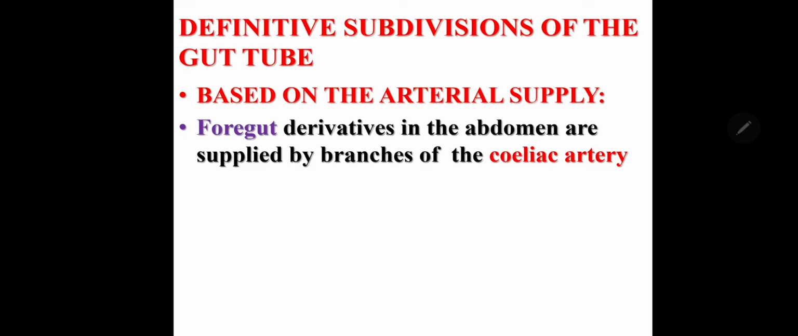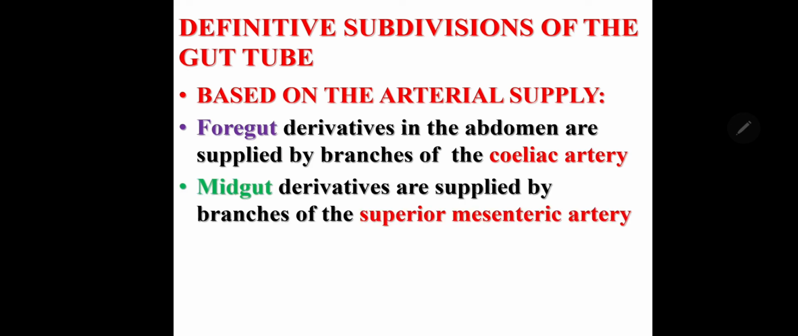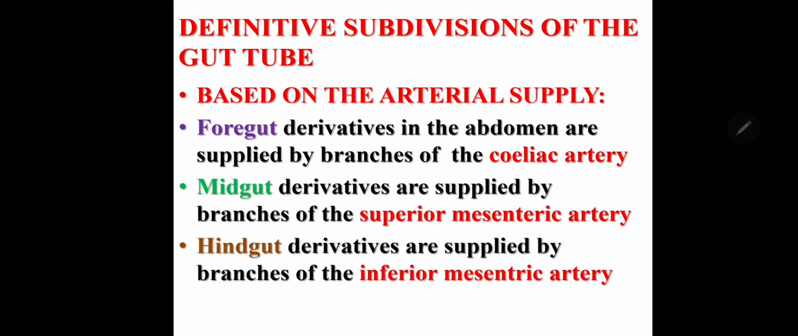And now after this formation and organization of the primitive gut tube, we are going to see the divisions of the definitive gut tube, that is based on the arterial supply. Foregut derivatives in the abdomen are supplied by branches of the celiac artery, whereas midgut derivatives are supplied by the superior mesenteric artery. Hindgut derivatives are supplied by the inferior mesenteric artery.